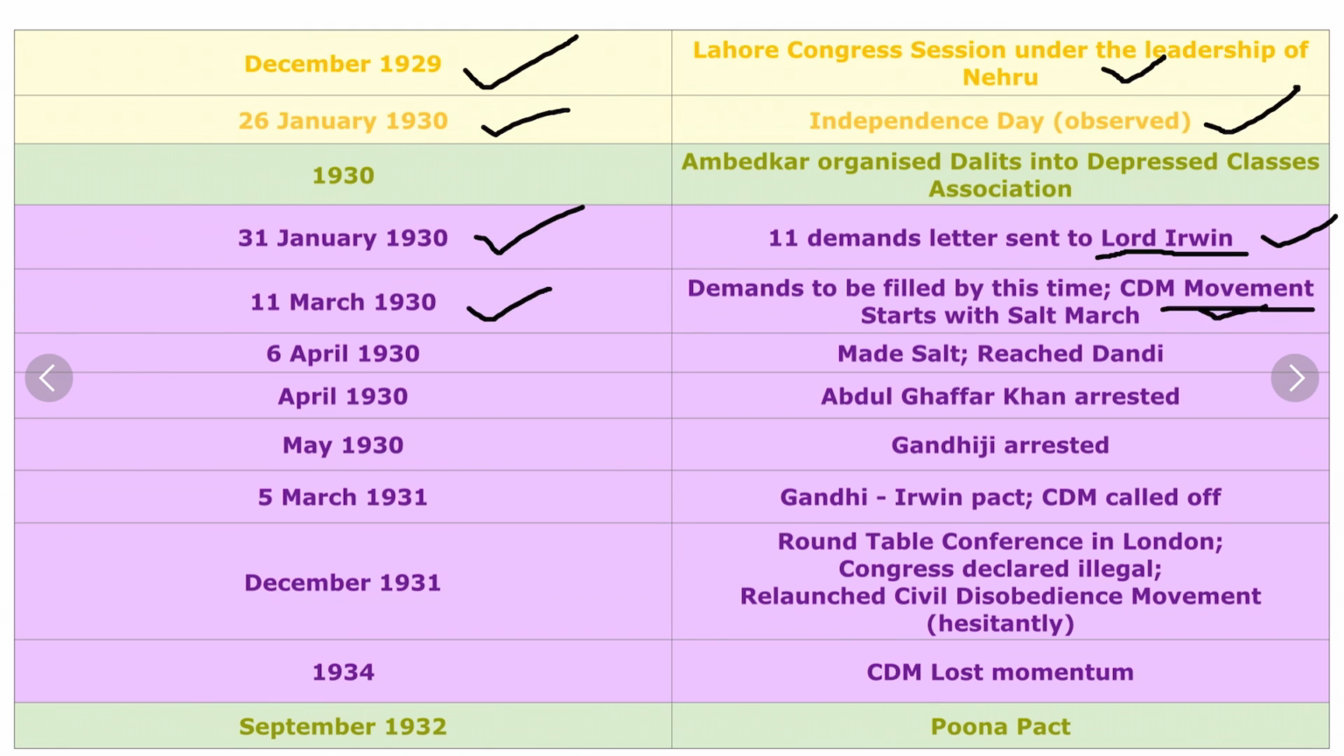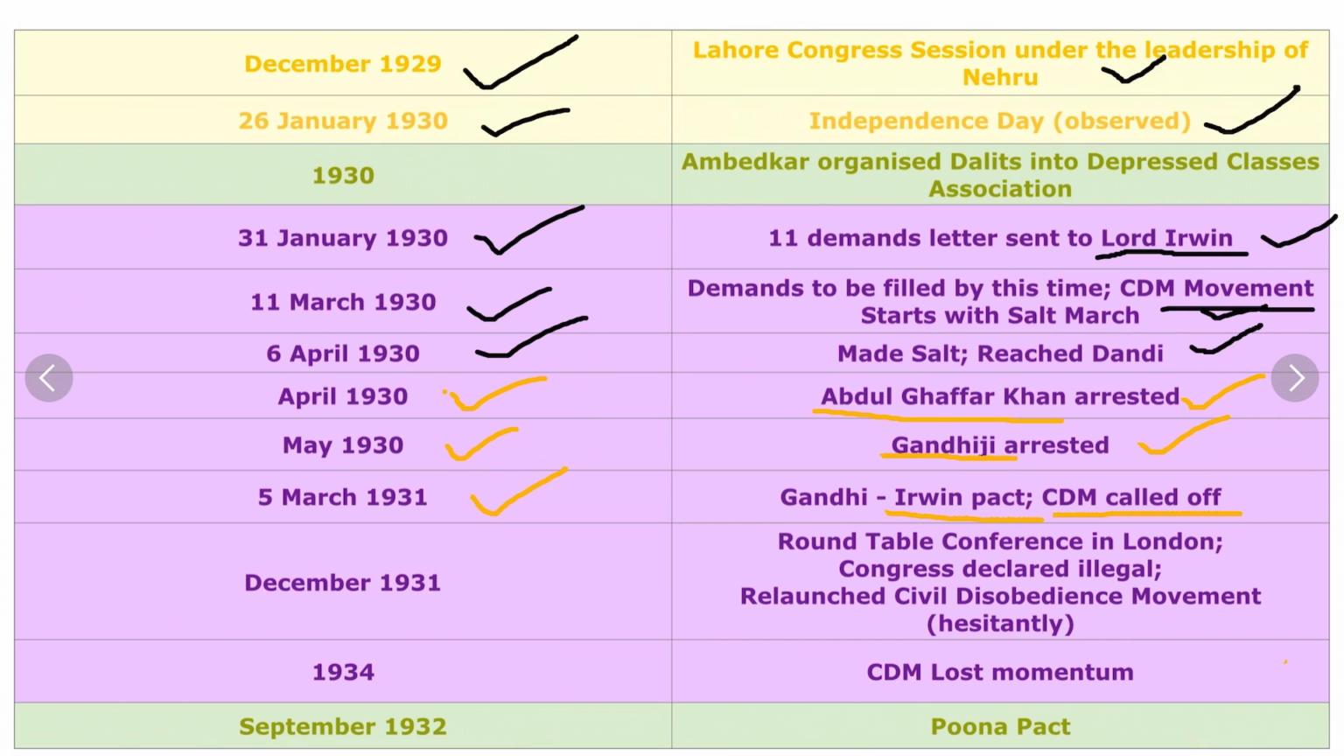Gandhiji started the Salt March all the way from his ashram in Sabarmati to Dandi, where he manufactured salt and violated the salt law on 6th April. In April 1930, Abdul Ghaffar Khan was arrested as the colonial government was worried about the revolution's development. A month later, Mahatma Gandhi himself was arrested, and when people tried to oppose, they were brutally repressed. Thus, Gandhiji called off the movement and entered into a pact with Lord Irwin on 5th March 1931.